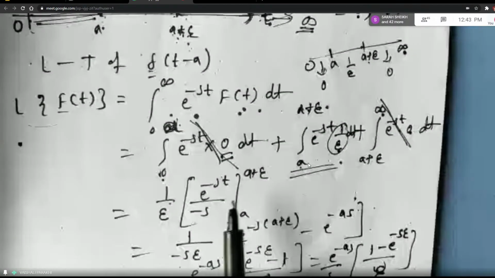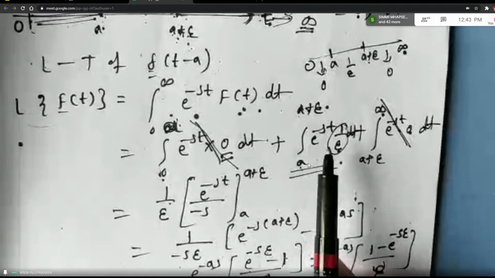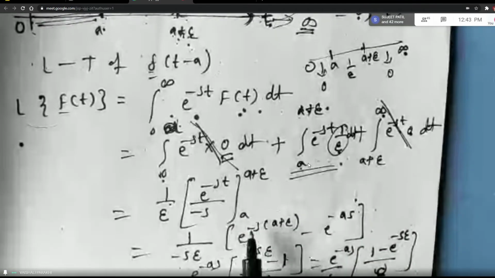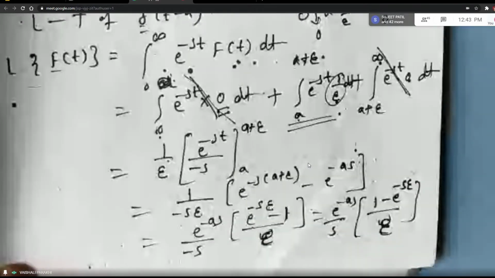Now you have to solve the middle integral. 1 by epsilon is a constant, it will come out. Integral of e raised to minus st is e raised to minus s upon minus s. Limits are from a to epsilon. Replace t by upper limit, then by lower limit.